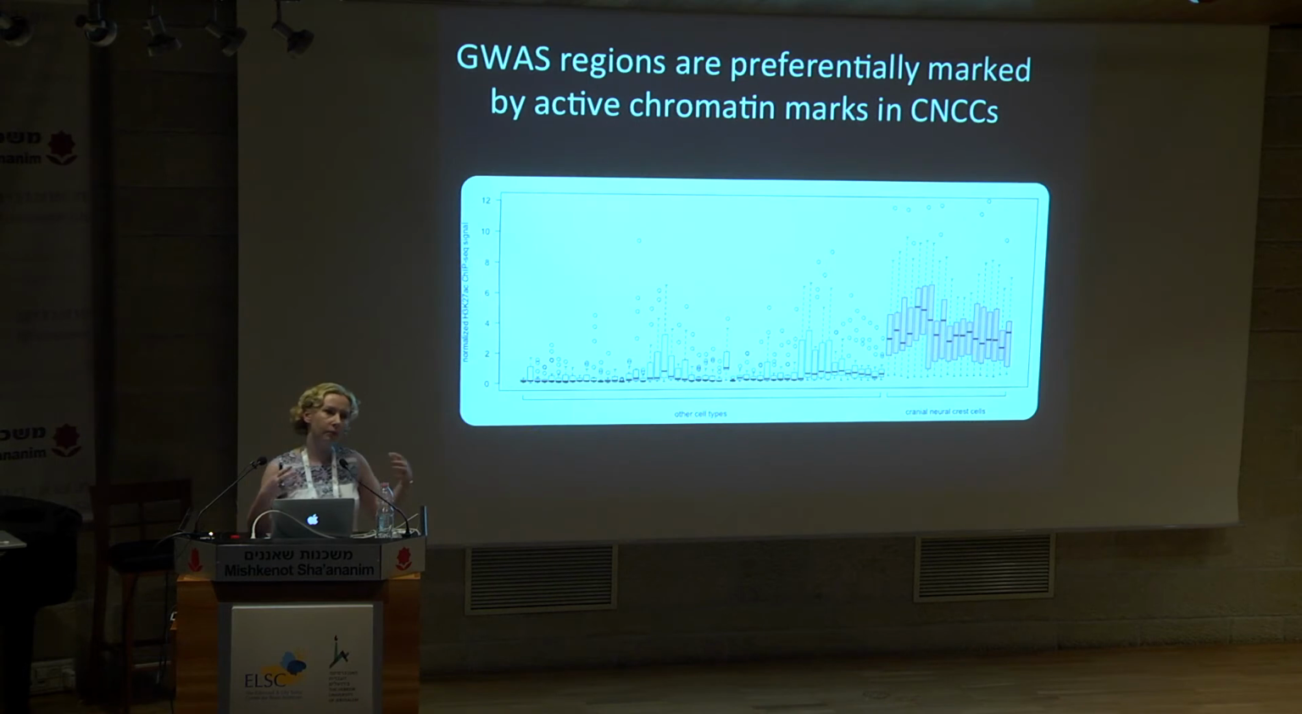Okay, so when we take those GWAS regions and look at their chromatin marking patterns across 50 different cell types, including all our neural crest samples, we see that these GWAS-identified loci are preferentially marked by active chromatin marks in the neural crest. So this argues that indeed the variation arises early in development, already in these neural crest cells.